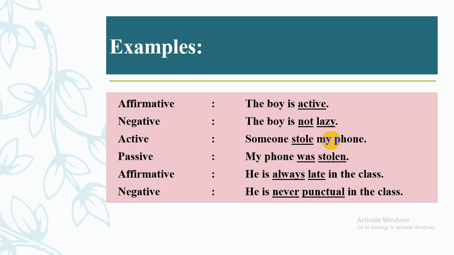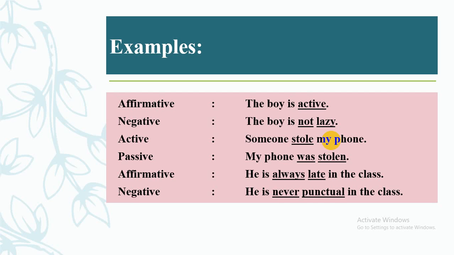For example, someone stole my phone, কেউ আমার ফোনটি চুরি করেছিল, and the passive is my phone was stolen, আমার ফোনটি চুরি হয়েছিল. The meaning is also the same in these two sentences, but the structure has been changed from active to passive. So that's why this is also a transformation.